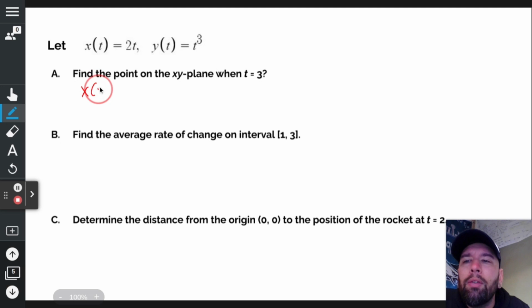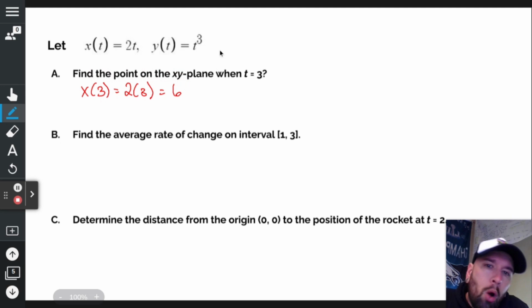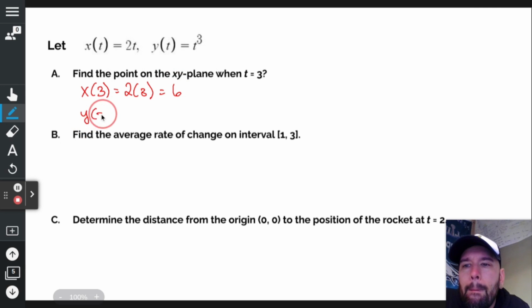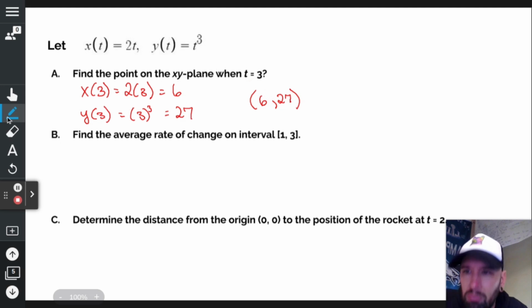So x of 3 is going to be 2 times 3, which is 6. y of 3 is going to be 3 cubed, which is 27. So when graphed, when t equals 3, you get the xy coordinate 6, 27. Okay?